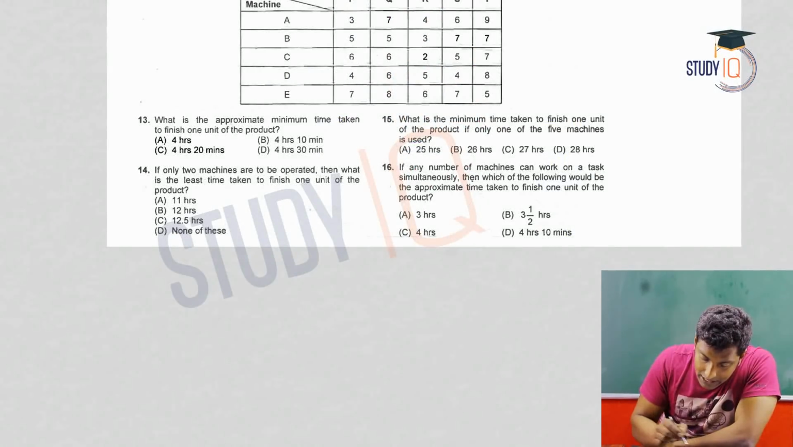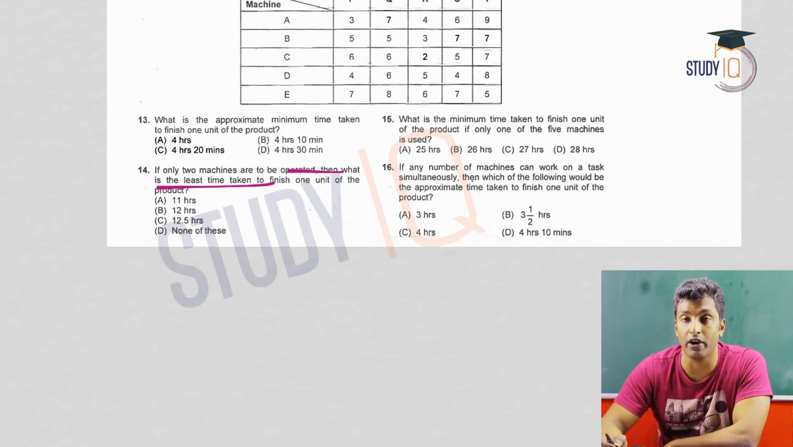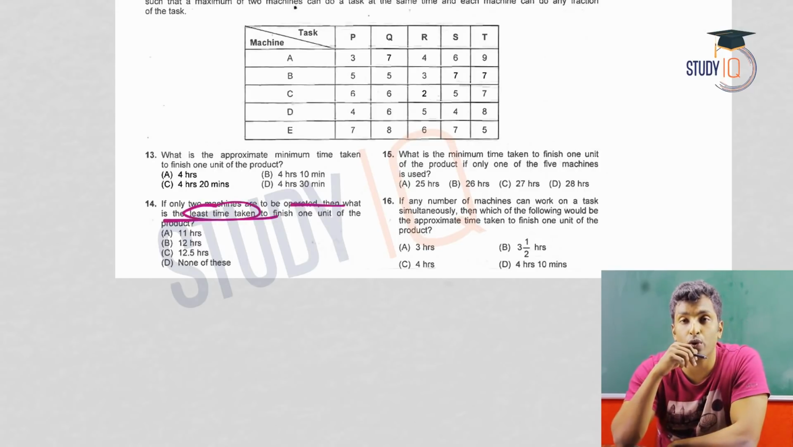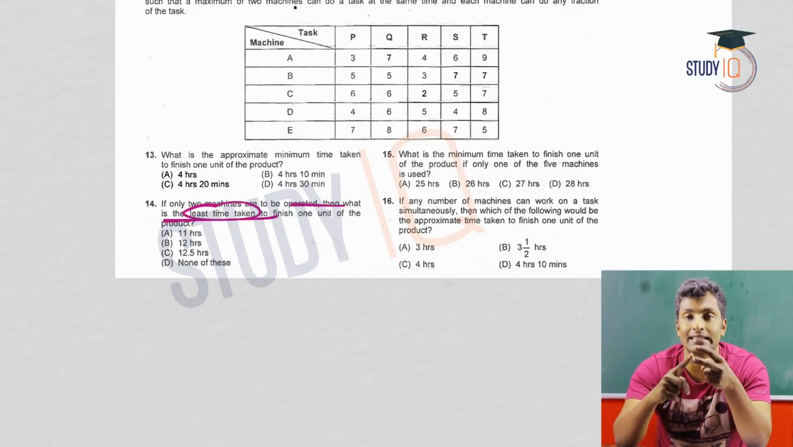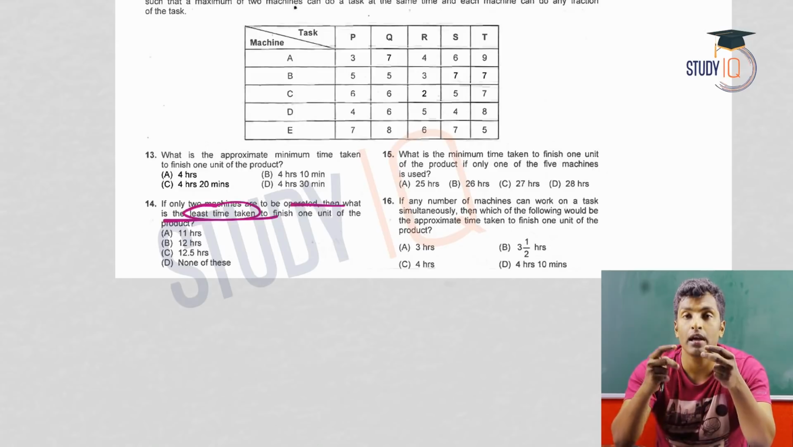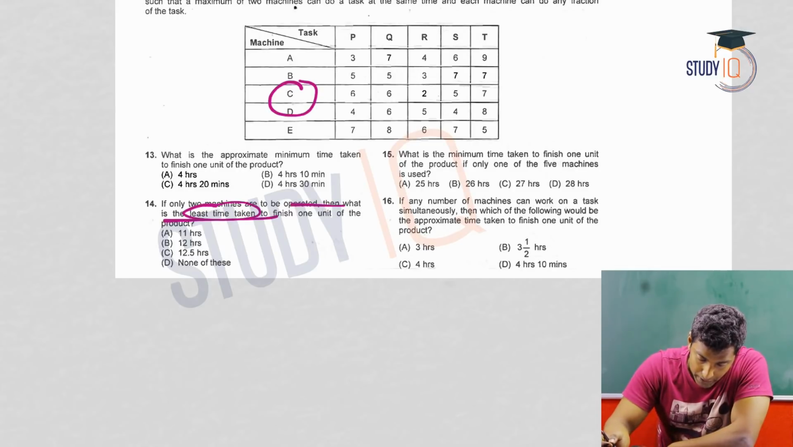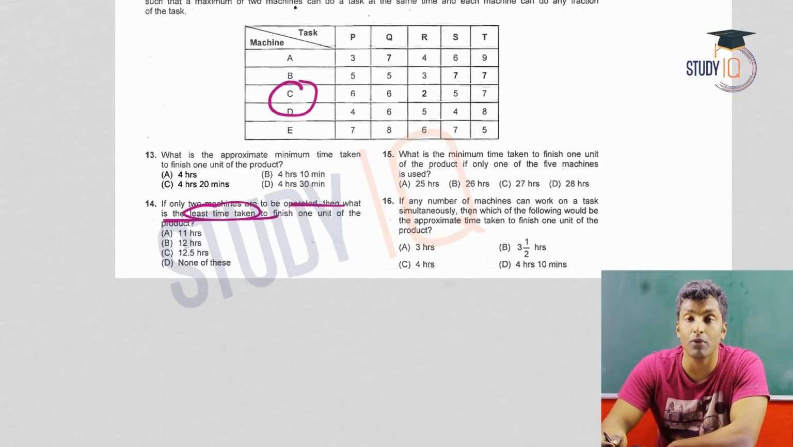If only 2 machines are to be operated, then what is the least time taken to finish 1 unit of the product? So we are allowed to use 2 machines and the least time taken. Least time taken means you need to pick the most efficient machines. The most efficient machines that I'm going to pick are C and D.